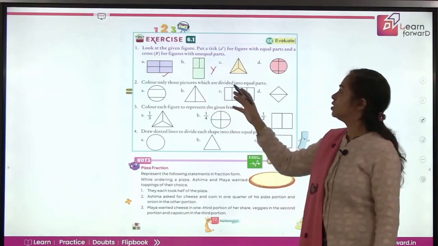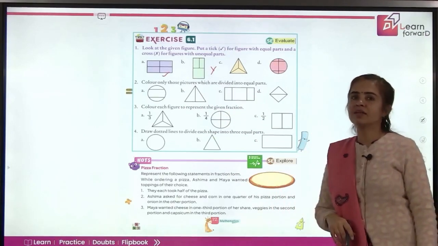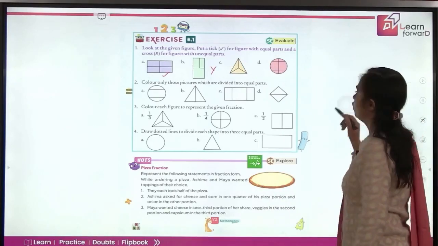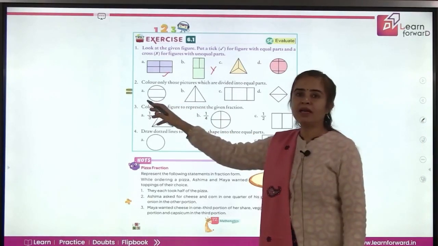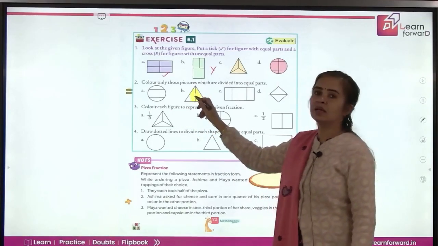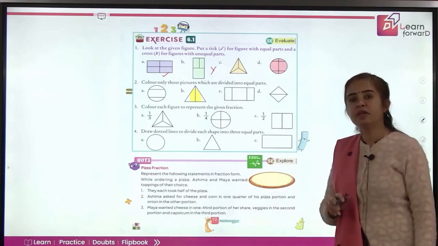Color only those pictures which are divided into equal parts. You can do it, I know. So let's do just one here for you. Is this equal parting? No. Is this equal distribution? Perfect. So you'll color only the ones that have been divided equally.